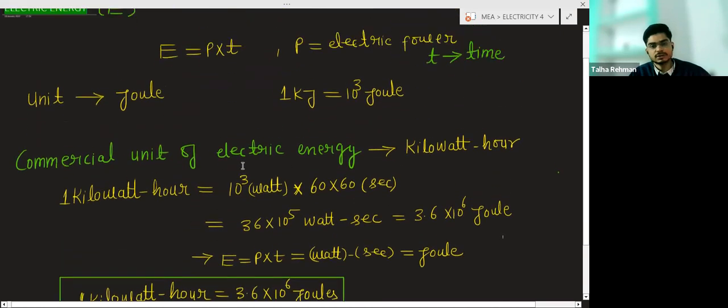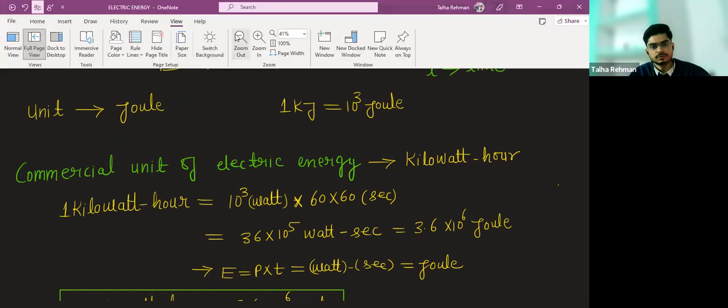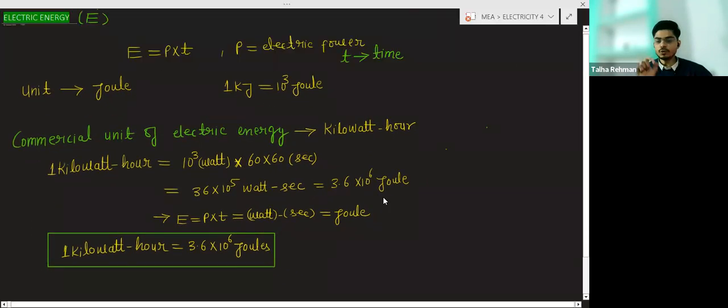Okay, write down fast. Energy is equal to power multiplied by time.